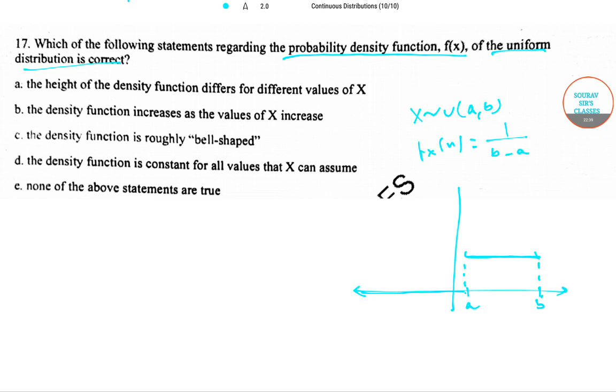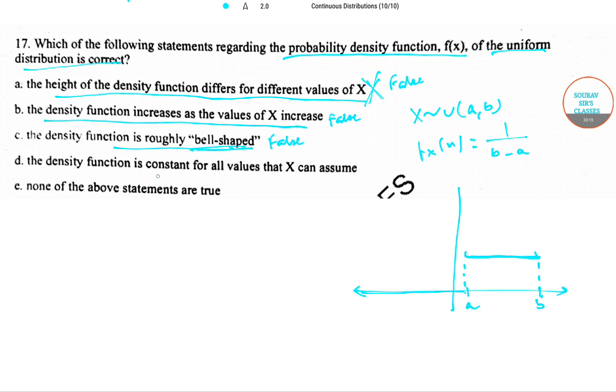So now let us analyze the options one by one. The height of the density function differs for different values of x. No, this is false. The density function increases as the value of x increases. We see that the density function remains constant, so again this is false. Option B is false. Option C, the density function is roughly bell-shaped. False. It doesn't assume a bell shape. This is for normal distribution.